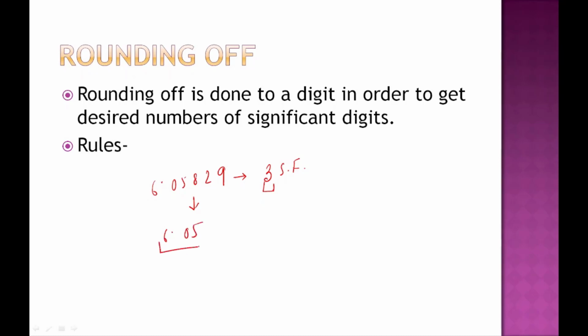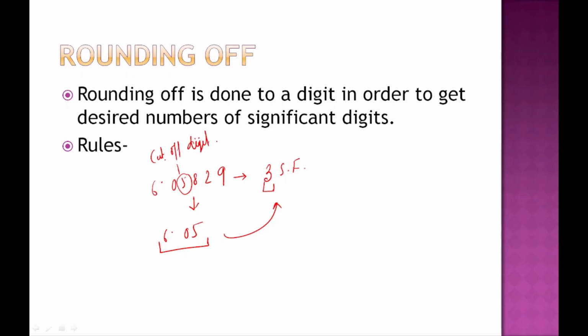So we can do it by writing 6.05. Now in this there are only 3 significant figures present, but there are sets of rules which we should apply in performing this rounding off. What are the rules here? We are going to discuss them now. Now see, in 6.05, this 5 is called the cutoff digit.